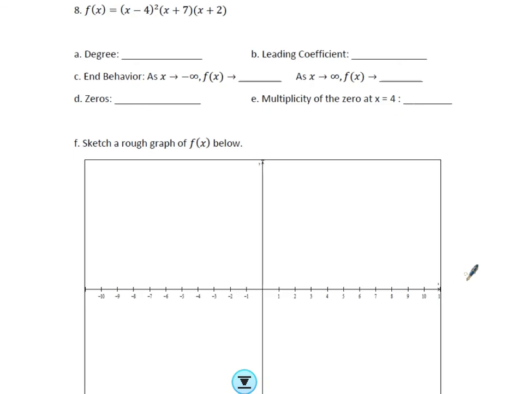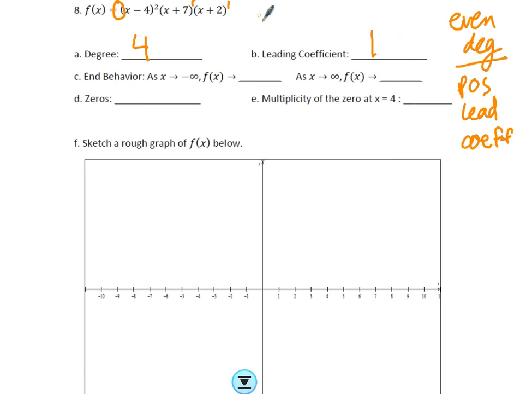And for our last problem here, we've got f of x equals (x minus 4) squared times (x plus 7) times (x plus 2). We'll find the degree. 2 plus 1 plus 1 is 4. The leading coefficient, there's no number in front here, so the leading coefficient is 1. So we have an even degree and a positive leading coefficient.